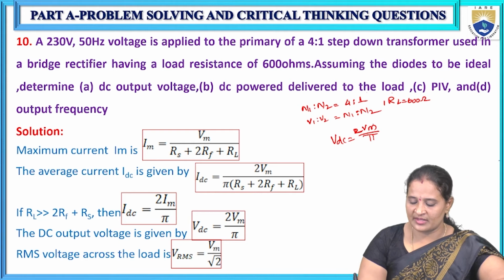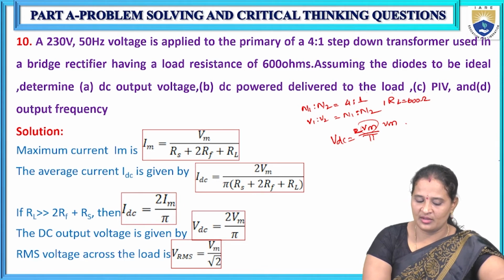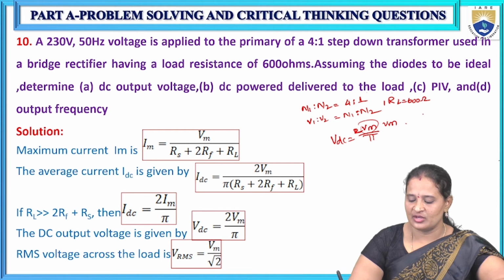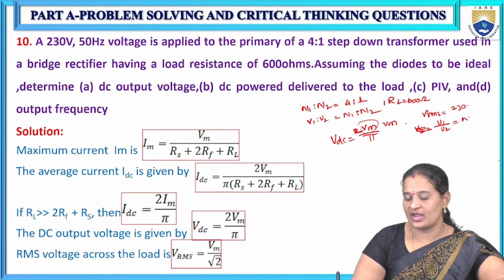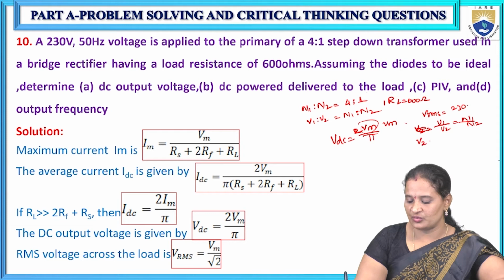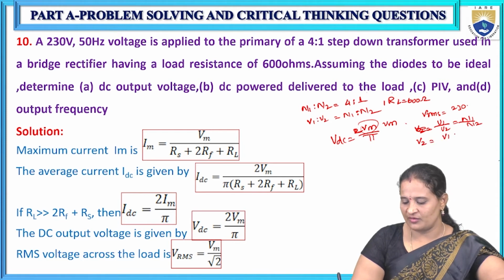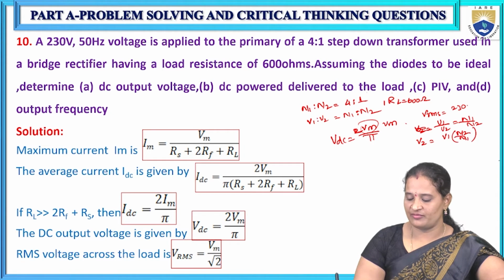Next, for that, first we need to find out Vm. How to find out Vm? We have to take the AC voltage applied at the primary. So VRMS at the primary is equal to 230 volts. Now you can calculate V2. V1 by V2 is equal to N1 by N2. Now I am finding V2. V2 can be calculated as V1 into N2 by N1, that is 1 by 4. You can calculate this one. This is actually the RMS value.